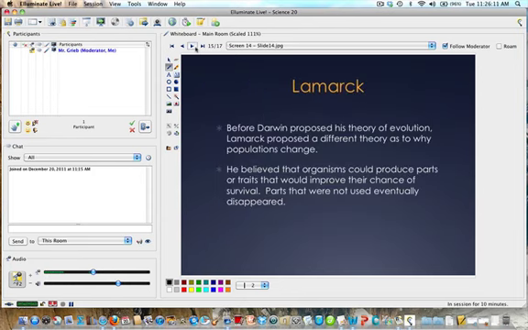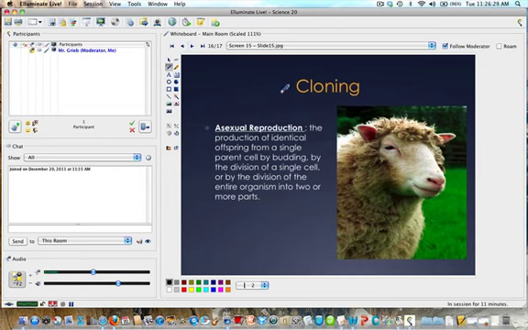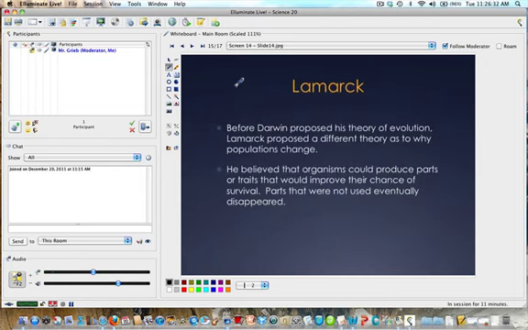Anyway, Lamarck. Before Darwin proposed his theory of evolution, Lamarck proposed a different theory as to why populations change. He believed that organisms could produce parts or traits that would improve their chance of survival, and these parts that were not used would eventually disappear. Okay. And Lamarck also talked about these environmental factors that could encourage the production of traits, as opposed to those traits just being there without a stimulus.